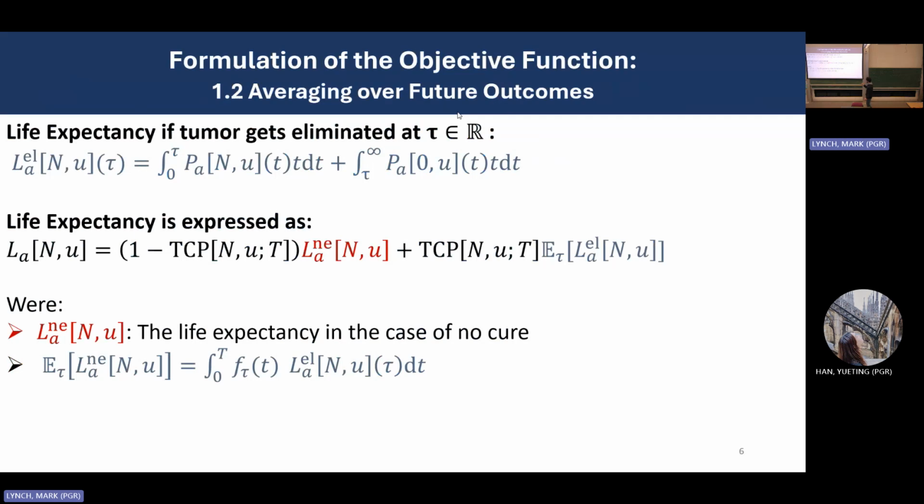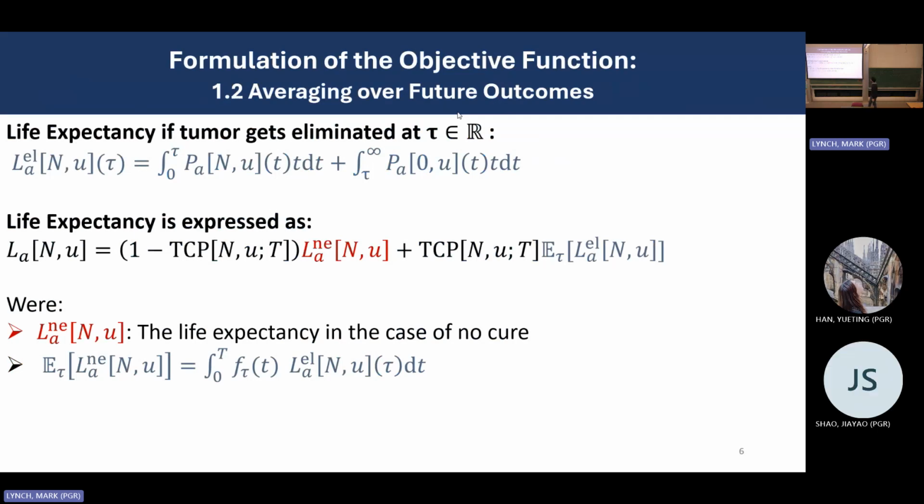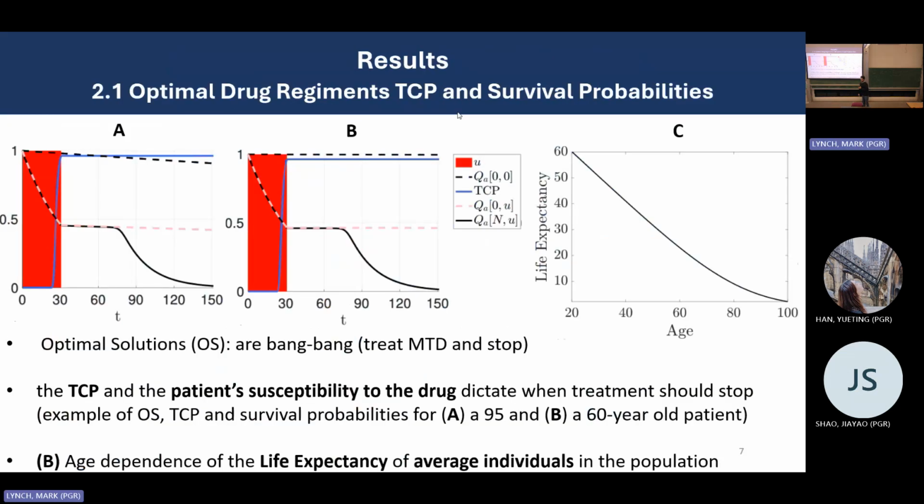And the second term here is under the outcome that the tumor has already been eliminated at some time point tau. And because tau is a random variable, as we mentioned before, we take the expectation on tau for this last term. And okay, this is a detail. Here is a PDF of tau. So here we will present some of our results.